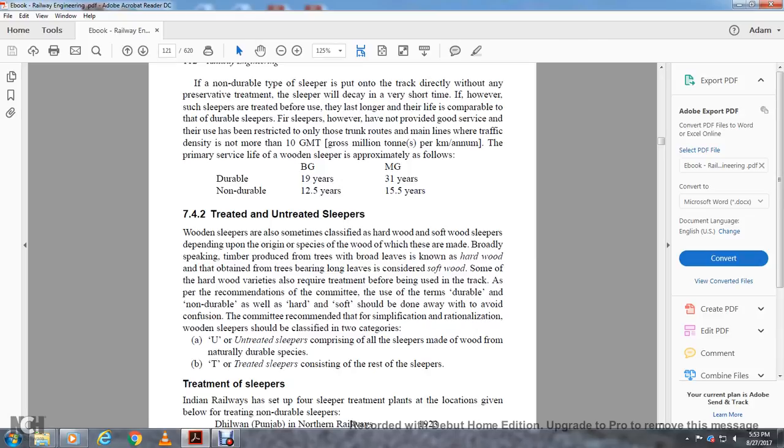As per the committee's recommendation for simplification and rationalization, wooden sleepers should be classified in two categories: U for untreated, comprising all the sleepers made with wood from natural durable species, and T for treated sleepers, consisting of the rest of the sleepers.